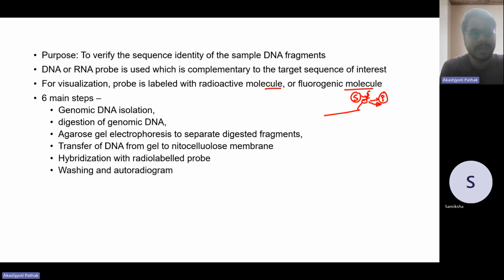Now there are six main steps as I discussed. First is genomic DNA isolation, then digestion of genomic DNA, then agarose gel electrophoresis to separate the digested fragments, transfer of DNA from gel to nitrocellulose membrane, hybridization with radio-labeled probe, washing and autoradiogram.